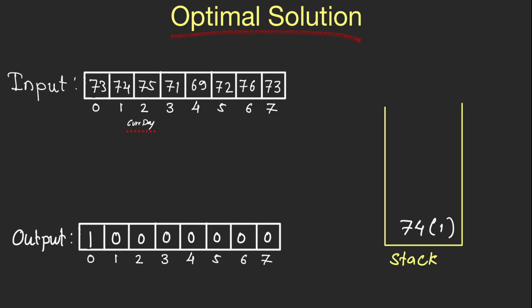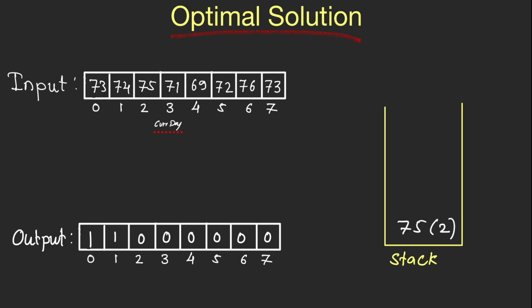Now current day is pointing to day 2. Again do the same thing. Compare day 2 with day 1. 75 is greater than 74. Yes, we found the warmer day for day 1. So pop it from the stack. Calculate the days difference. 2 minus 1 is equal to 1, and update the output array and push the current day to the stack. Current day is pointing to day 3.